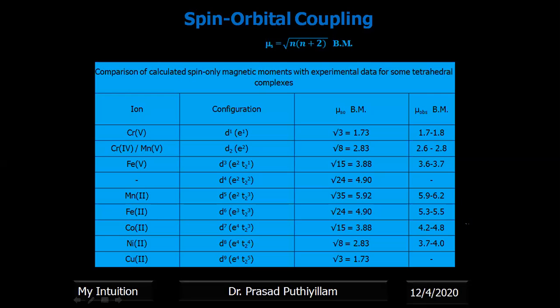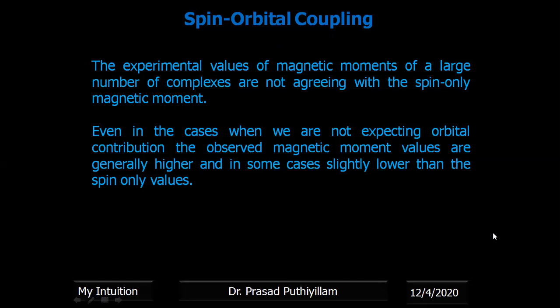In the case of tetrahedral complexes also, the values are given here, the spin only calculated value as well as the observed values. Here also you can see in the case of cobalt 2 d7, that is the e4 t2 3 configuration, the spin only value is 3.88, whereas the observed value is 4.2 to 4.8. So why did this happen? Why is the observed value higher than the spin only calculated value? It means not only spin angular momentum is considered, but orbital contribution as well as spin orbital coupling is also considered.